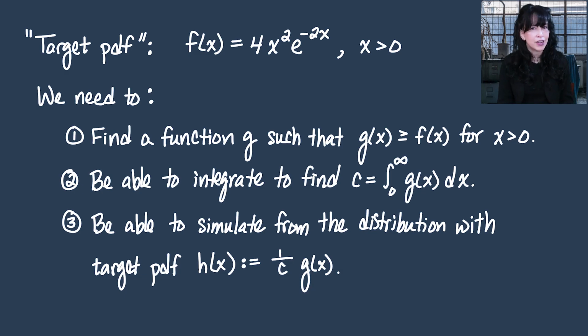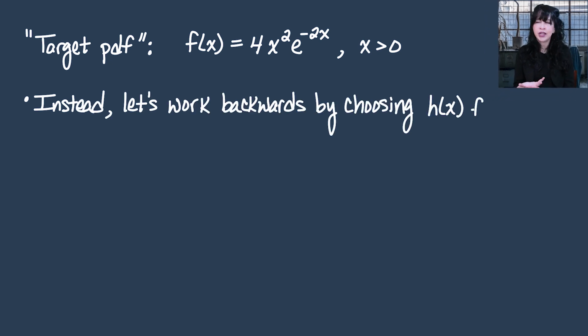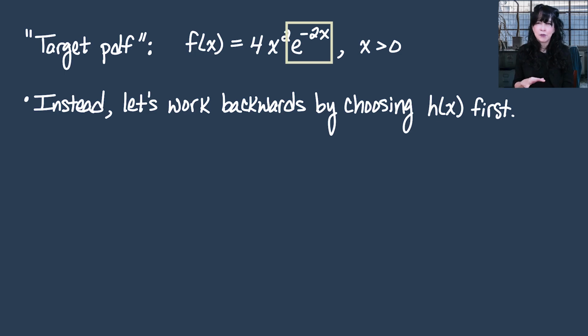What I would highly recommend is starting with h first. So I want to work backwards here by choosing h of x first. So this is the target, and I want something I can simulate from. And I'm thinking ahead about that ratio f over g, which is essentially f over h with the constant put in there. And I would like that to simplify. So I'm looking at this e to the minus 2x, and I'm thinking, that's almost an exponential distribution. I know how to simulate from that, and that'll give us some cancellation.